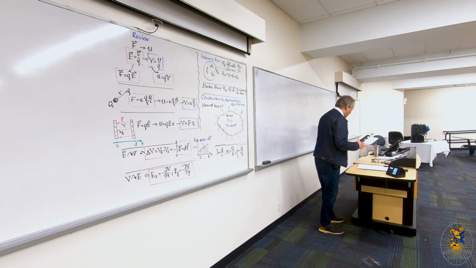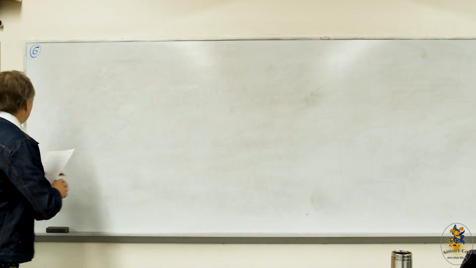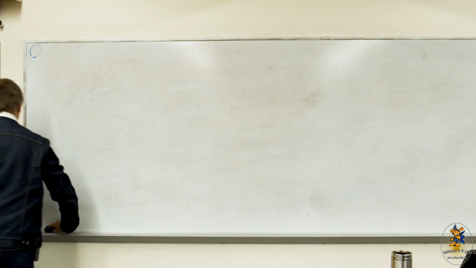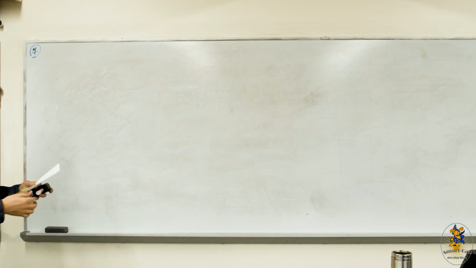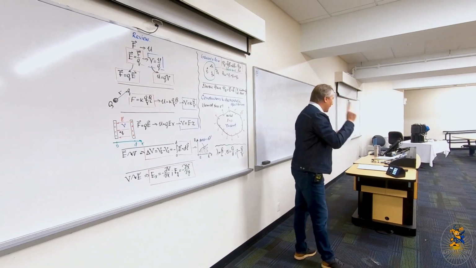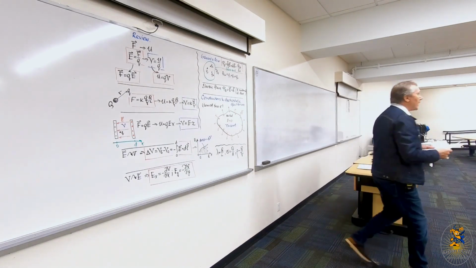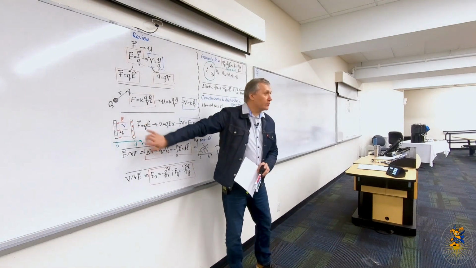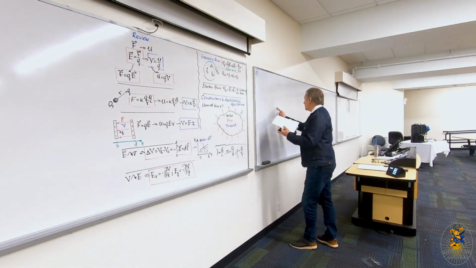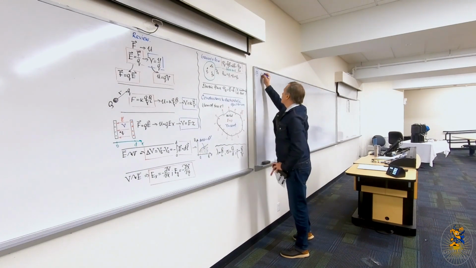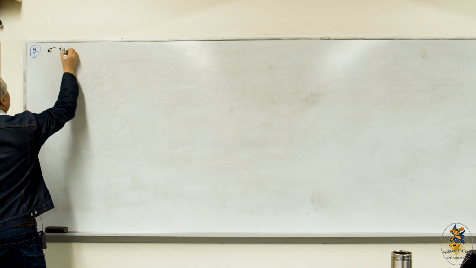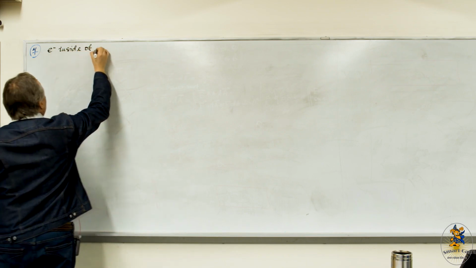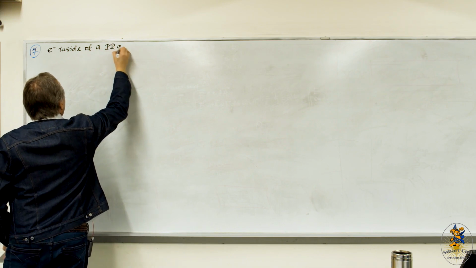Okay, so now, next one, let me change the number, 7. Okay, electron. Electron is going to fly inside of the capacitor. So essentially, it will be this system. So let me write. Okay. Electron inside of a parallel plate capacitor.